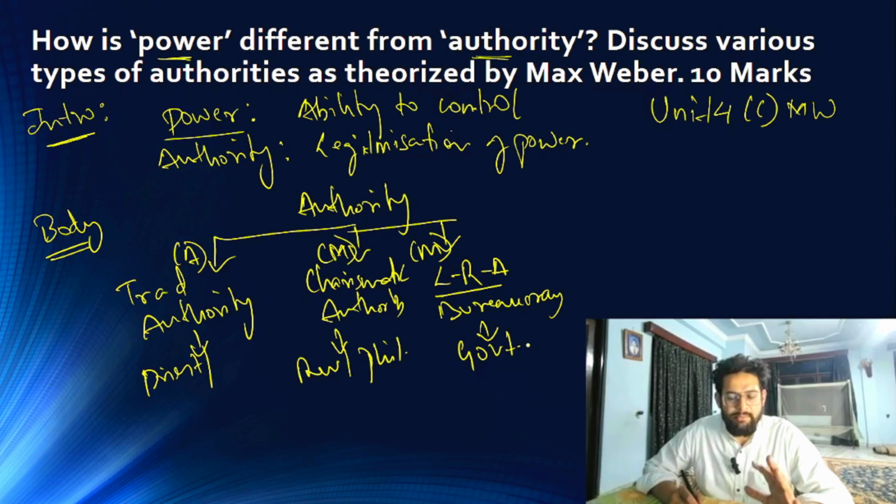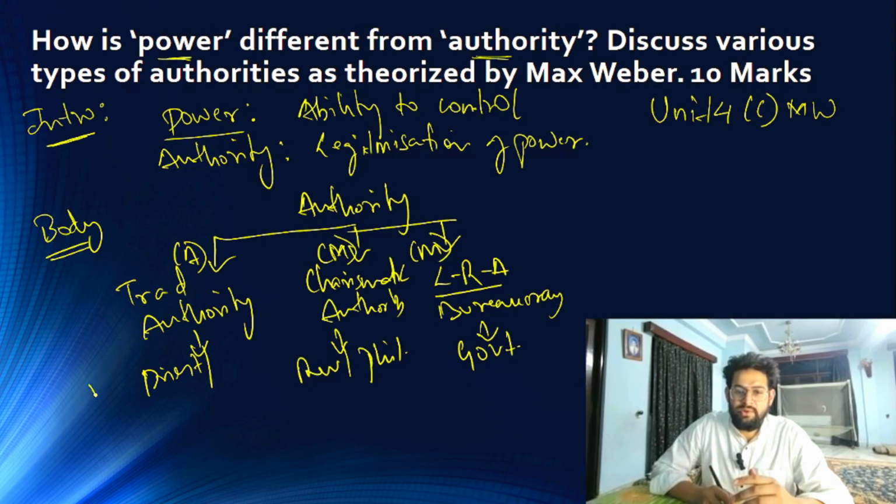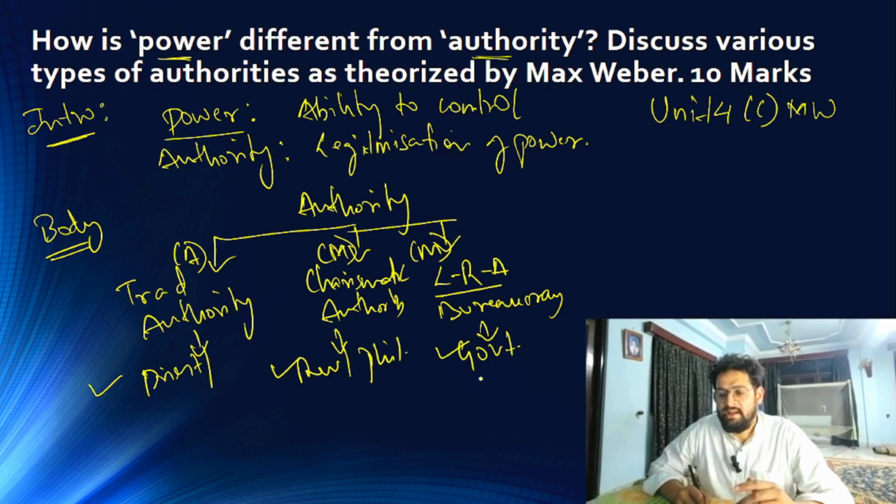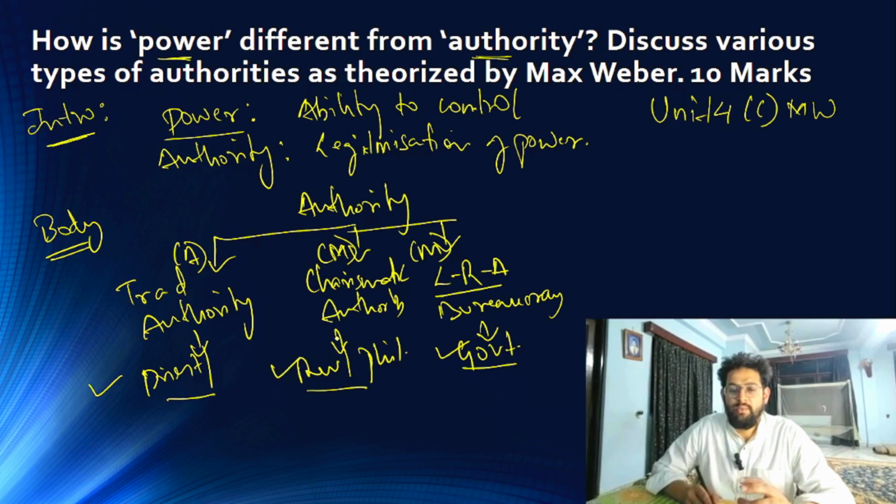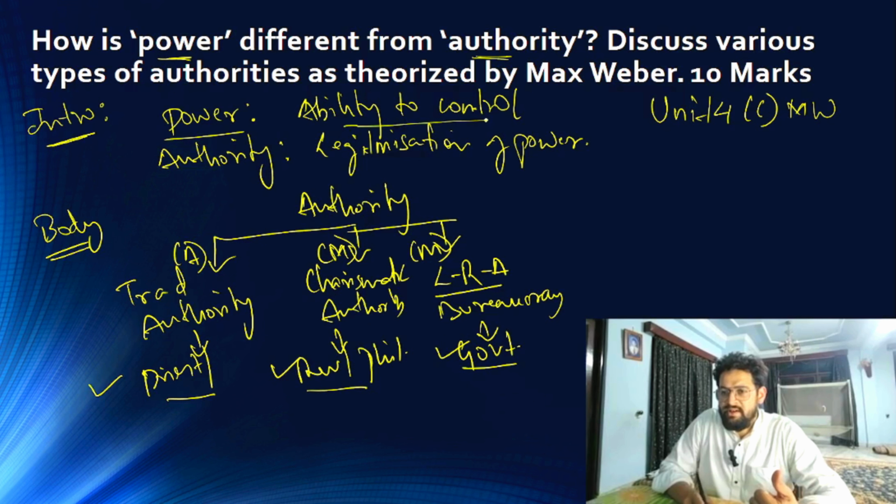So in the body part, you are going to define the meaning of authority and its different types. So kings and the priest are a good example, revolutionary philosophers, the government, all these are three different aspects. So what is the question? How is power different from authority? Power is a unidirectional form of power. What is authority? It's the legitimization of the same power. Discuss the various types of authorities.